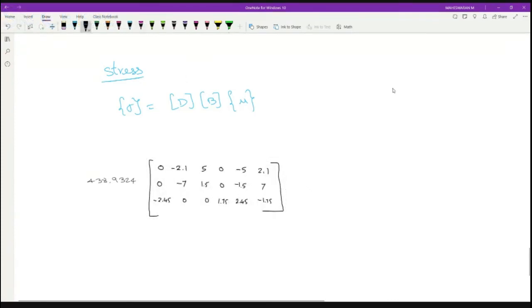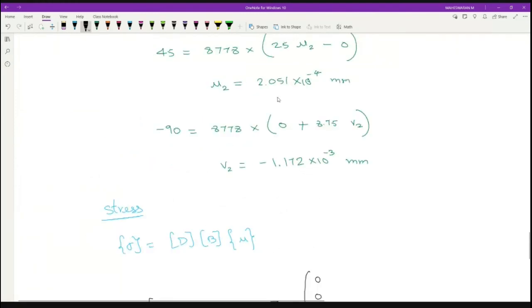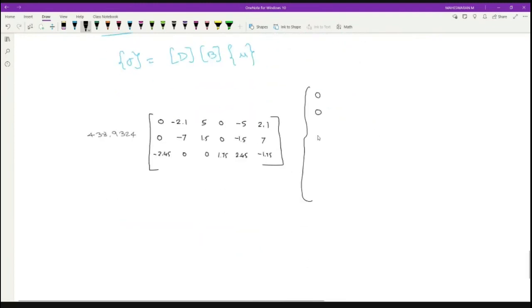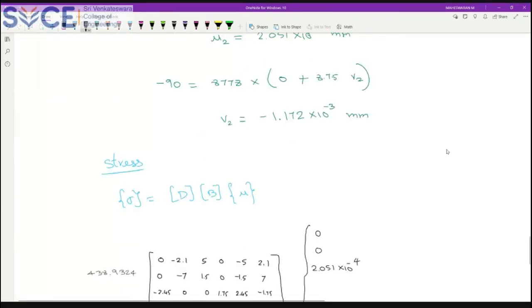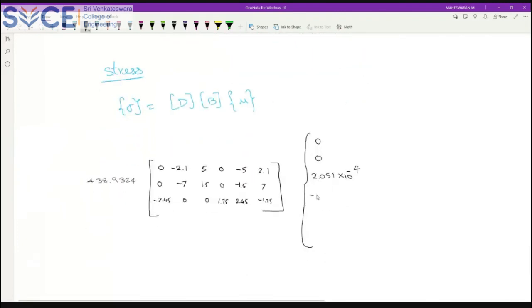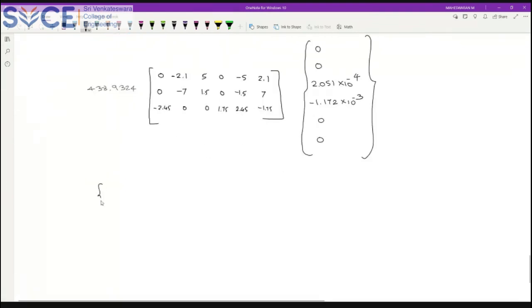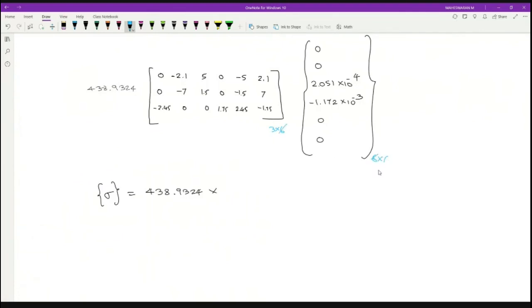I am going to multiply it with U. U1, V1 is 0. U2, V2 is what we identified: 2.051 into 10 power minus 4, and V2 is minus 1.172 into 10 power minus 3. Other things are 0, 0. So let us identify what our stress is. The common term is 5438.9324 into this matrix, which is 3 into 6, and this is 6 into 1. So you will get a 3 into 1 matrix.